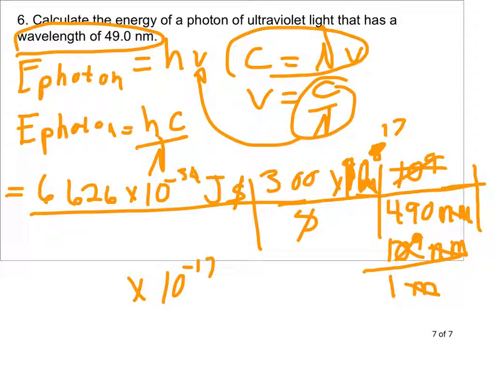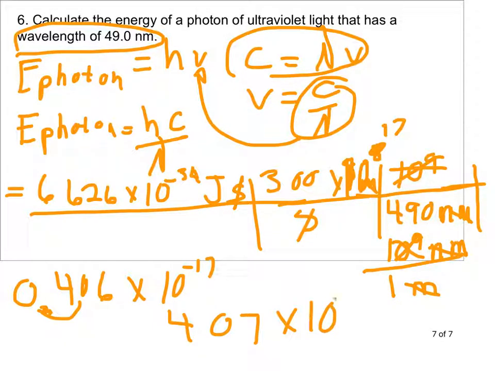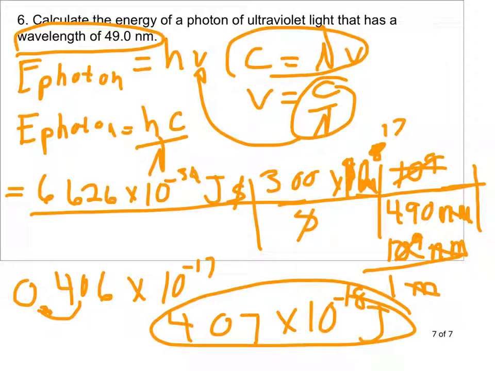And now I can do my calculations on the calculator: 6.626 times 3 divided by 49 equals, and it looks like I get to keep 3 sig figs. In this case, that's going to be 0.406. A little bit of adjusting here. Move my decimal one spot, and I get 4.06. I made this bigger, which means I have to make my exponent smaller, down to 10 to the negative 18 joules is our energy in a photon of this ultraviolet light.